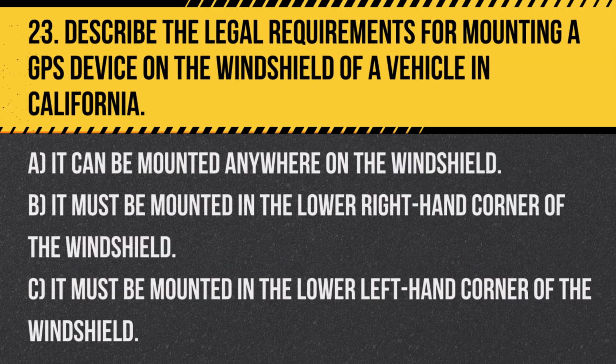Question 23. Describe the legal requirements for mounting a GPS device on the windshield of a vehicle in California. A. It can be mounted anywhere on the windshield. B. It must be mounted in the lower right-hand corner of the windshield. C. It must be mounted in the lower left-hand corner of the windshield. Answer: B. It must be mounted in the lower right-hand corner of the windshield. This placement minimizes obstruction of the driver's field of vision, complying with California law.